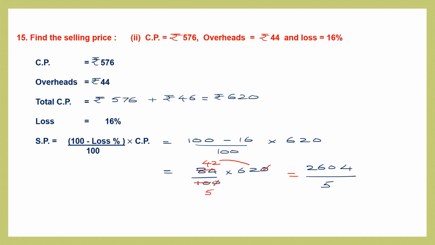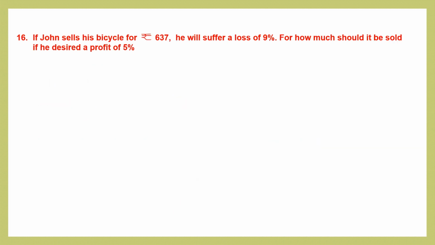When you divide it by 5, you have to convert it into rupees and paisa. So you will get 520 rupees 80 paisa. So write this as rupees 520.80, and we have found our selling price. So this is the selling price, 520 rupees 80 paisa.